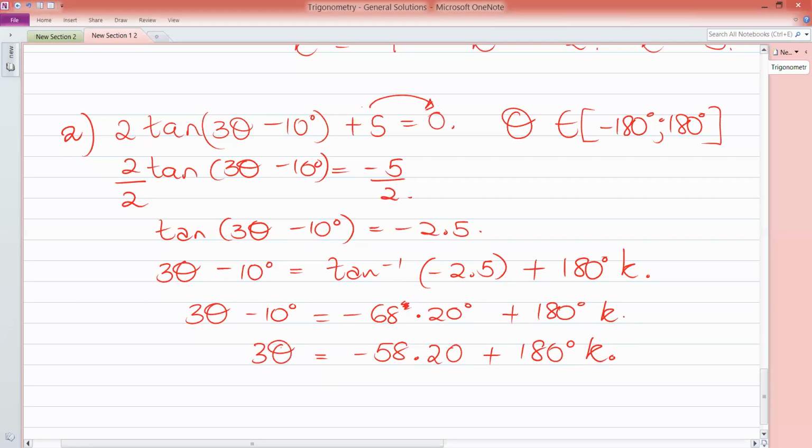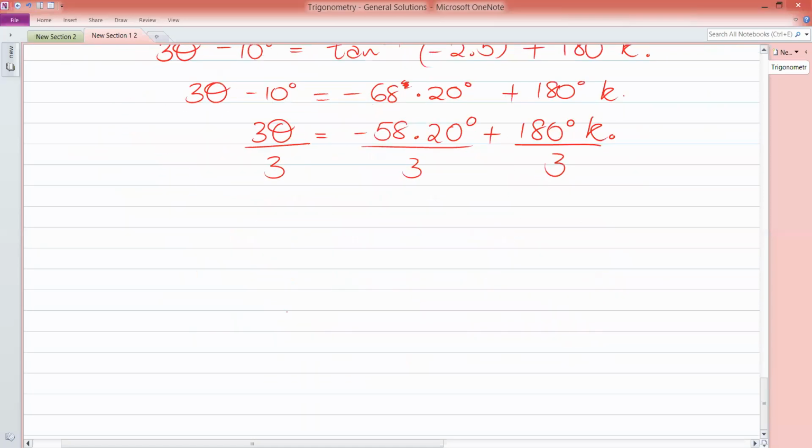So you're left with your 3 theta on this side. Last step, divide everything by 3. So theta here is now negative 19 comma 40, my calculator says, plus 60 degrees K. Any questions so far before I move on? Nope. Okay, cool.